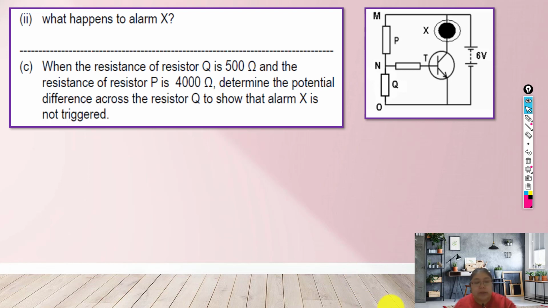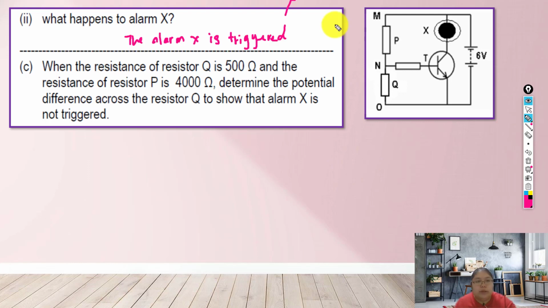So that means just now it's a 3 volt, so that means we can trigger the alarm. We just answer number 2. They ask you what happened to the alarm X. So we just answer the alarm will be triggered because they said at least it's 1 volt, because just now we get already every resistance you get 3 volt. So that means they can trigger. So we just answer the alarm X is triggered.